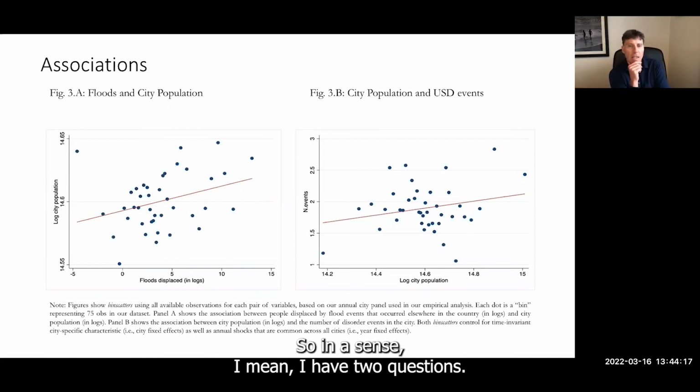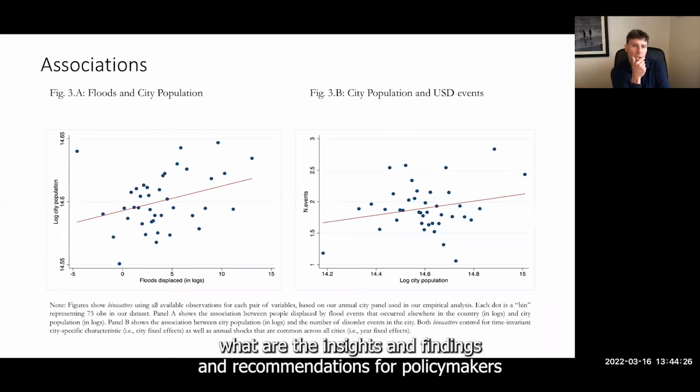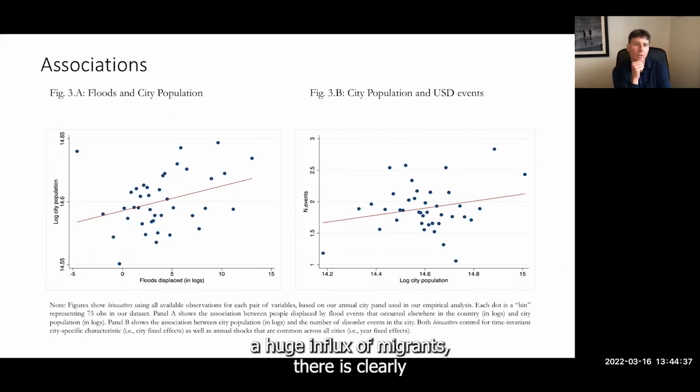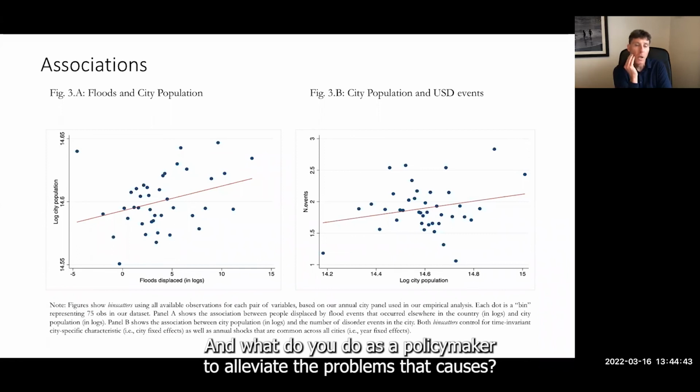So in a sense, I have two questions. They're both about extrapolating from the findings to understand what are the insights, findings and recommendations for policymakers in terms of improving resilience. So if you're receiving a huge influx of migrants, there is clearly a knock-on effect to the recipient area in terms of an economic and social shock. And what do you do as a policymaker to alleviate the problems that causes?